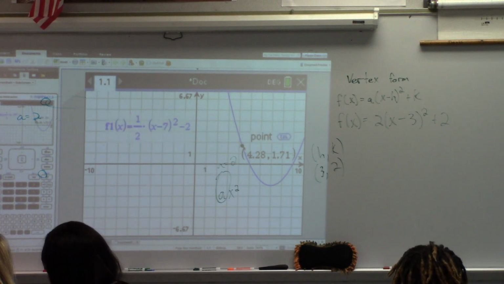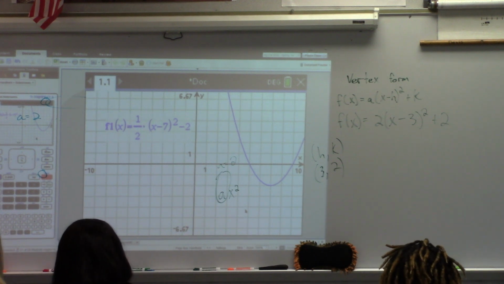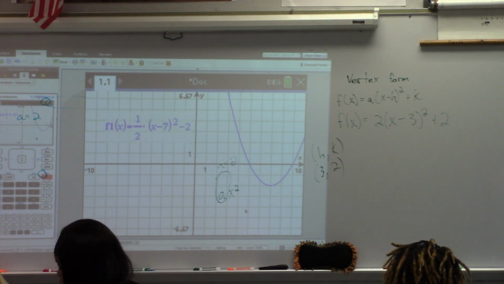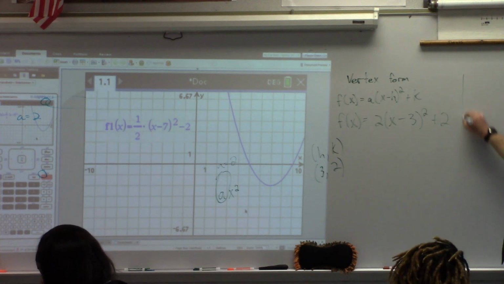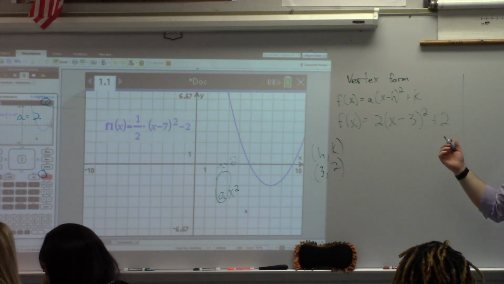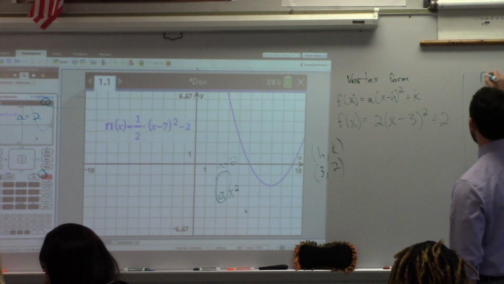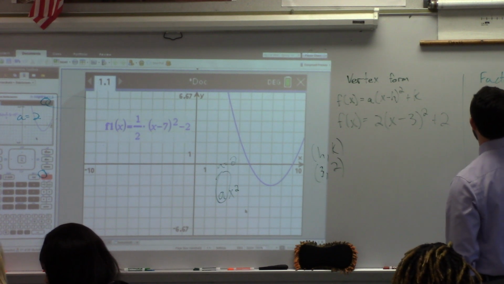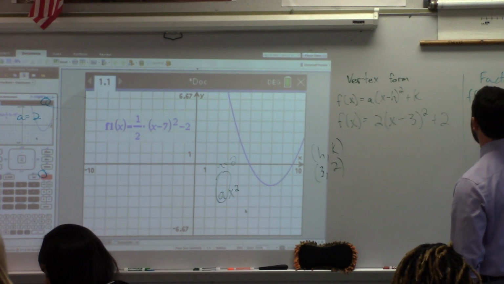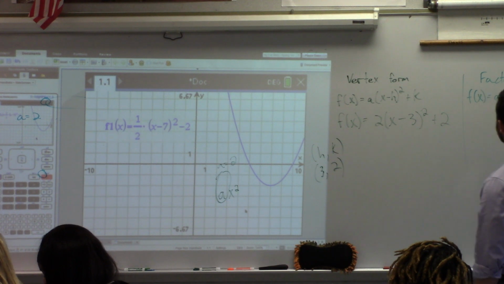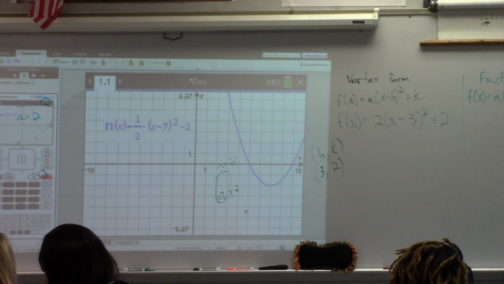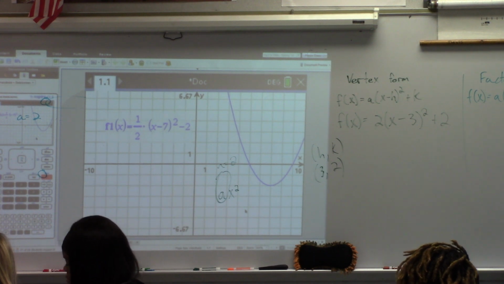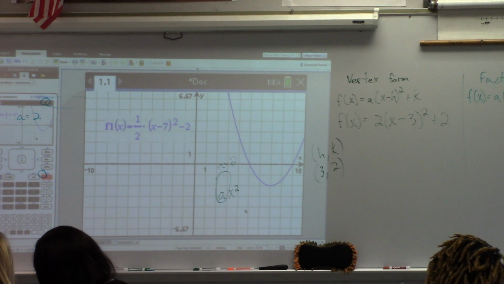Number 6. Okay, here's the graph. I asked you to take this vertex form and give me what form? Factored form. So what's the first thing we're going to do? Write down that general equation. Factored: f of x equals a times (x minus r1) times (x minus r2). Does anyone already know what a is?